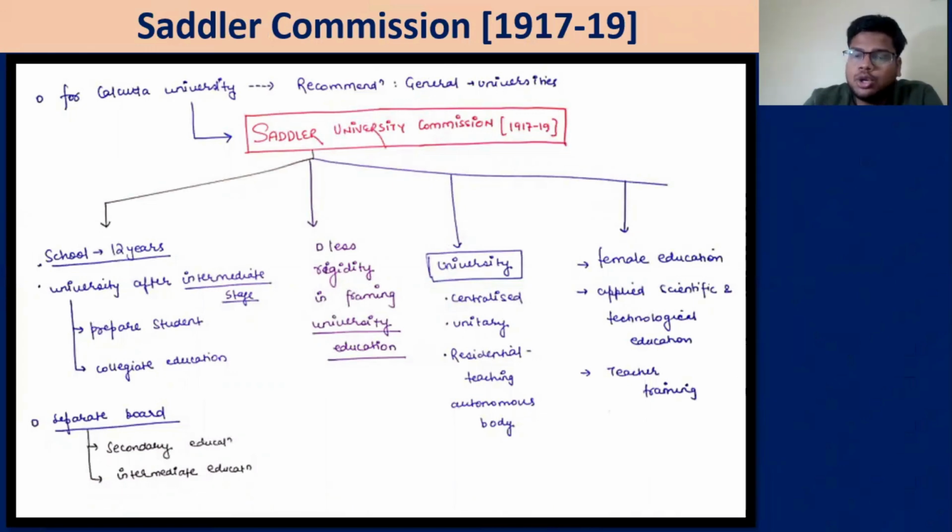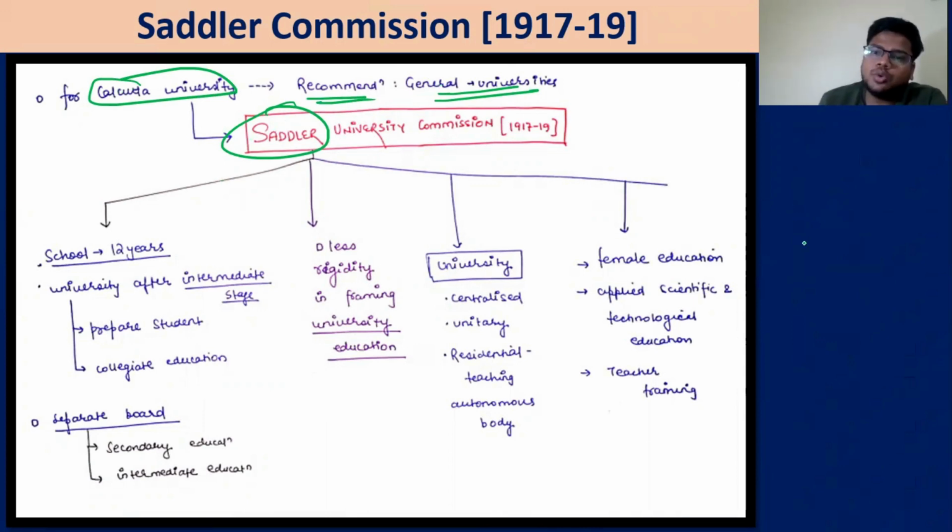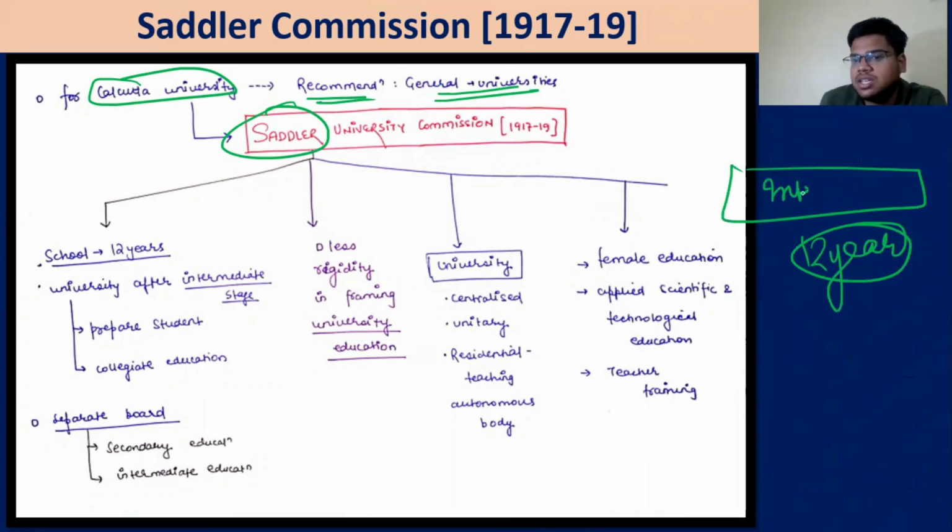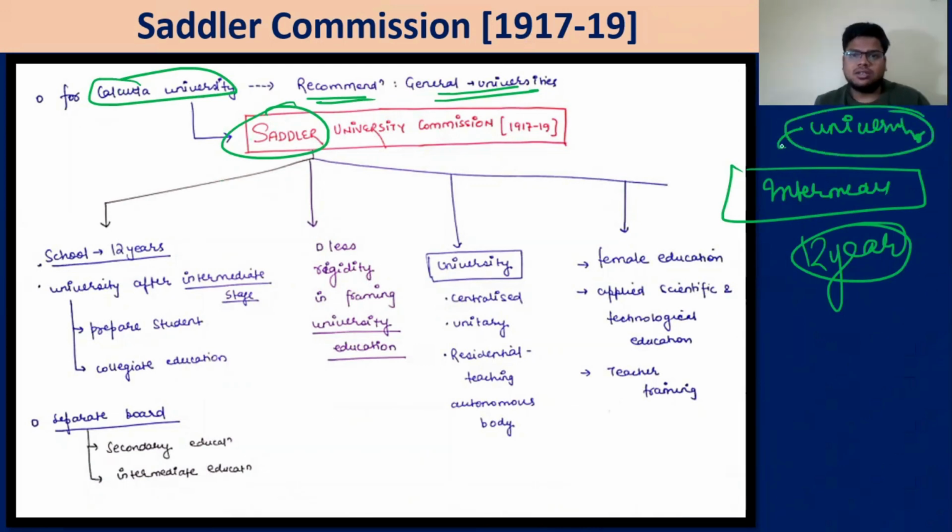Then comes the Sadler University Commission. This commission was basically set up for Calcutta University, but its recommendations became effective for all the general universities very quickly. The idea was that after you complete 12 years of schooling, some intermediate stage needs to be given before everyone can proceed to the universities, because not everyone is qualified to go to the universities, and it is also increasing the load on the universities themselves. So we need to prepare students so that they can go to the universities. Some intermediate stage will be created.